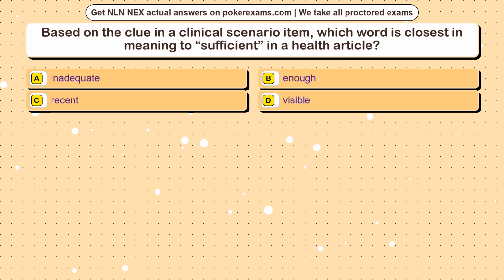Question 17. Based on the clue in a clinical scenario item, which word is closest in meaning to sufficient in a health article? Option A, inadequate. Option B, enough. Option C, recent. Option D, visible.